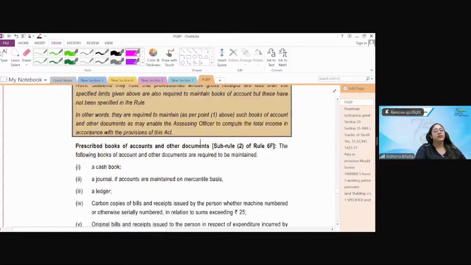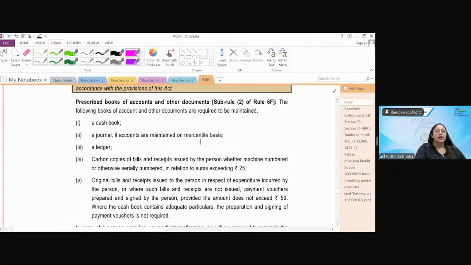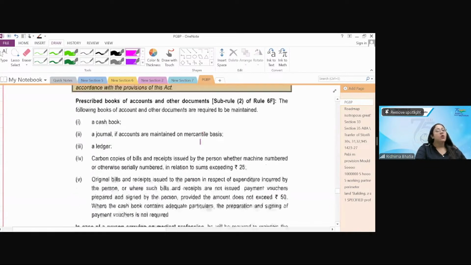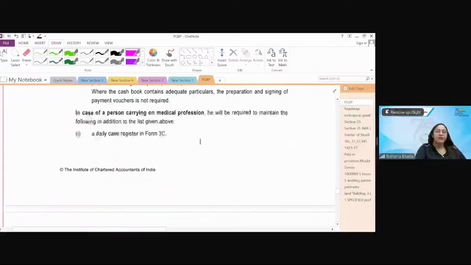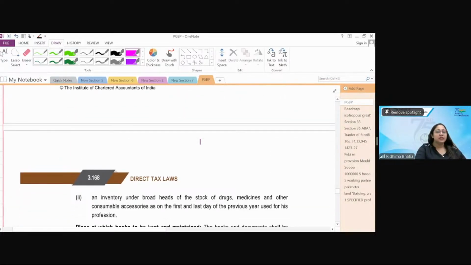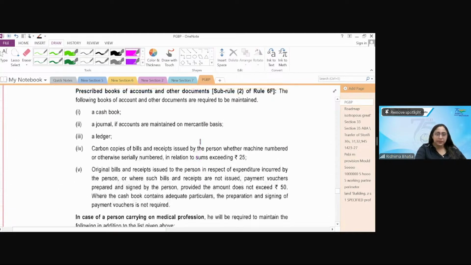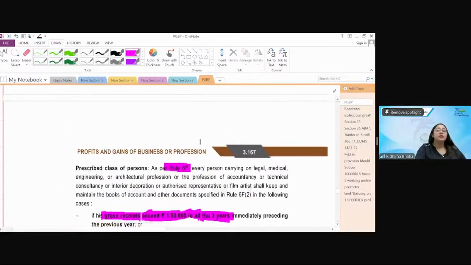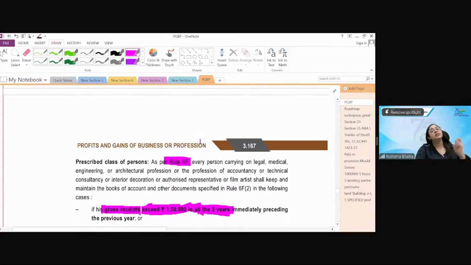and according to Rule 6F you have to maintain cash book, journal, ledger, invoices which you issue if the value is more than 25, invoices on expenditure if the value is more than 50, all of these things. Okay, and if you're into the medical profession, then daily register of inventories, drugs, etc., and who came, everything. Okay. These are written where? These are not written in your 44AA. This is written in 6F, and 6F is for specified professions.